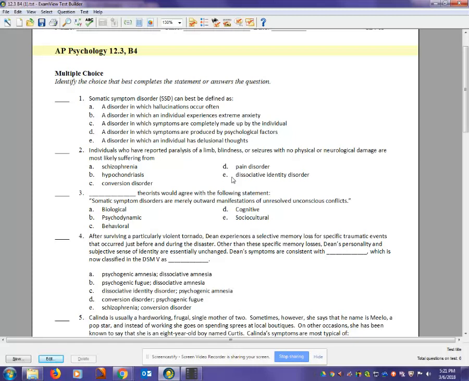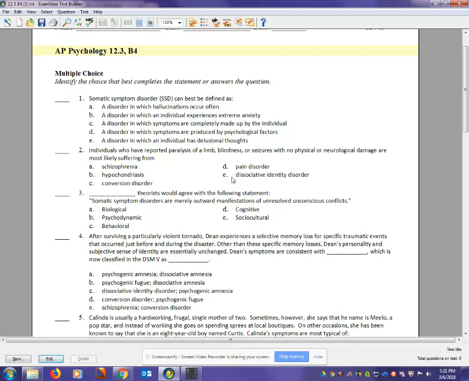Once again, in your textbook, you're going to see these referred to as somatoform disorders. You should recognize these as somatic symptom disorders. That's how they'll appear here on the quiz. Additionally, you need to know that hypochondria and pain disorder are now recognized as somatic symptom disorder. Conversion disorder is still recognized, but now falls under the umbrella of somatic symptom disorders. So that's our first portion.